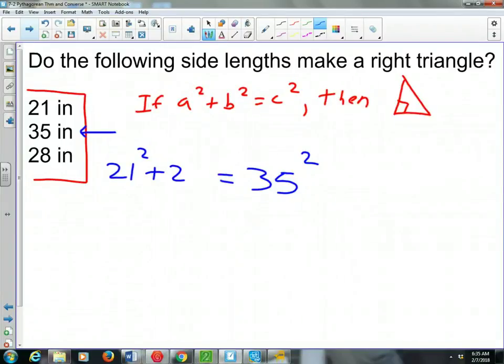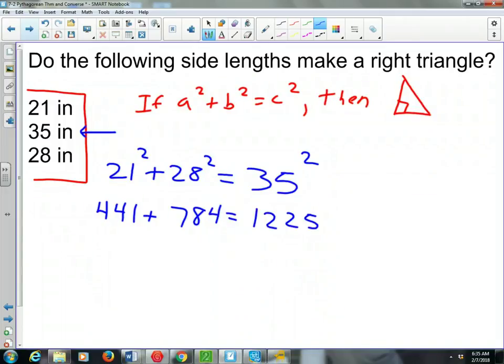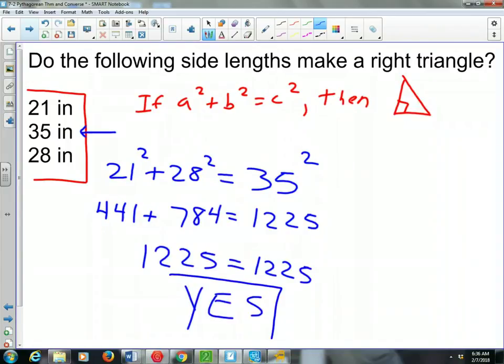21 squared plus 28 squared. Now we're not saying that this is a right triangle. We are seeing if it's a right triangle. So we square 21, and we get 441. We square 28, and 28 times 28 is 784. And that equals 35 times 35, which is 1225. Is this a right triangle? 441 plus 784 is 1225. Does that equal 1225? If the left side equals the right side, yes, this is a right triangle.